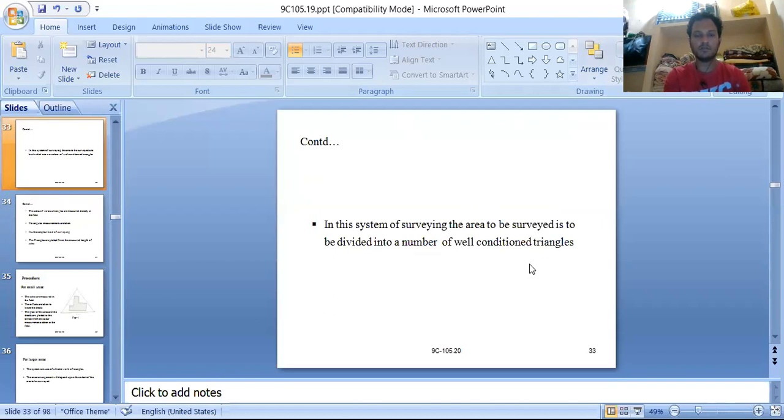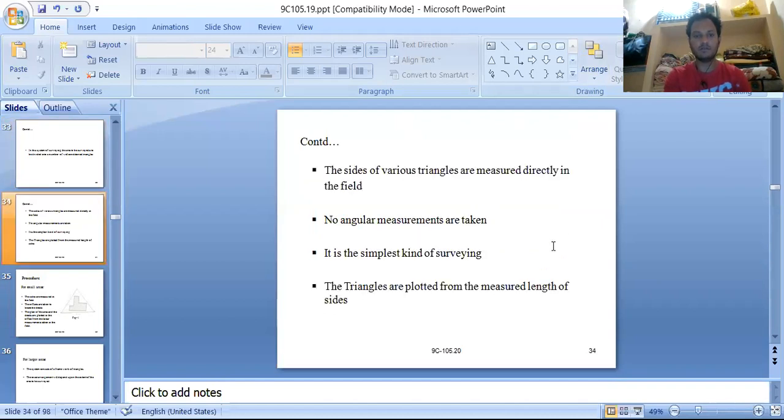All the triangles should be well conditioned. This is the condition. The sides of various triangles are measured directly in the field. Now angular measurements are taken. It is the simplest kind of surveying, and the triangles are plotted from measured lengths of sides.